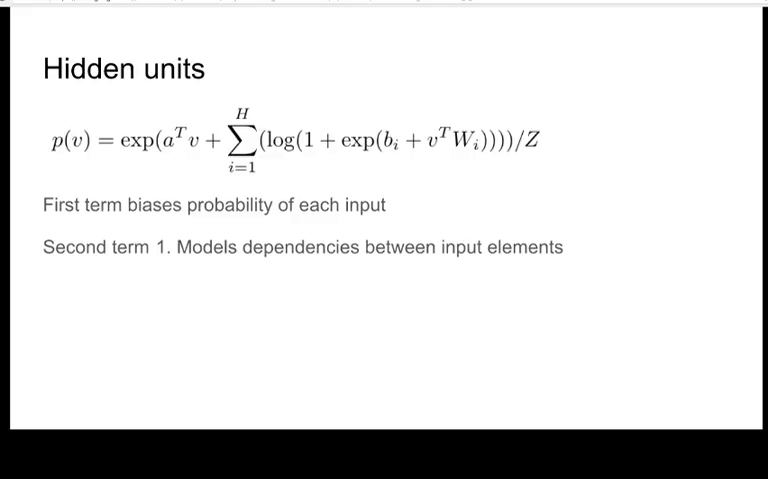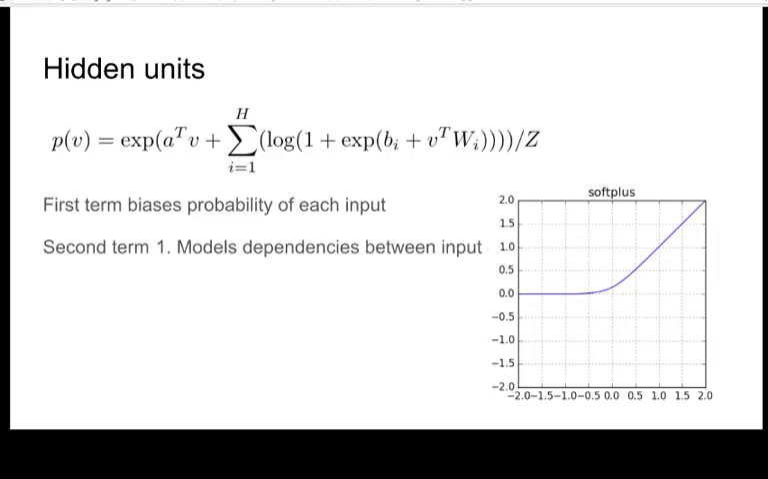So the first term is simple: this must align with this. So you bias the probability of each input according to what you train this to be. And the second term has two components. It's modeling dependencies between input elements. And if you look at this, it's kind of like a softplus kind of thing.